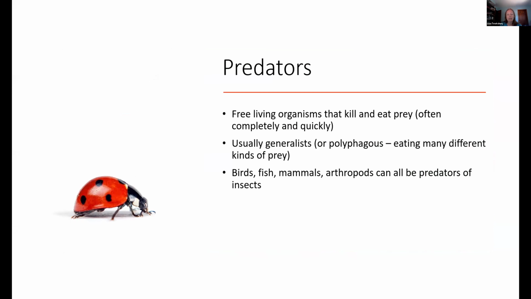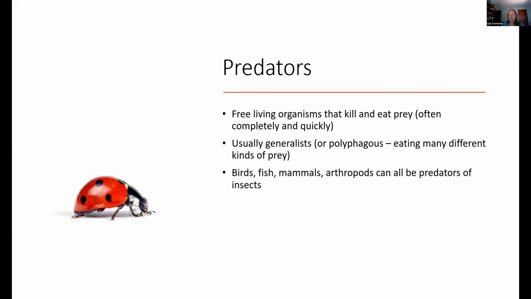So natural enemies, when we say that, we're talking about two major categories, predators and parasites, or I call them parasitoids. You'll see the main difference is just a parasite can live with its host and not actually kill it, where a parasitoid kills its host. And that's generally what happens when we're talking about insects. So predators are free-living organisms that kill and eat their prey. Often they completely eat it. Something like a ladybug. They're generally generalists.